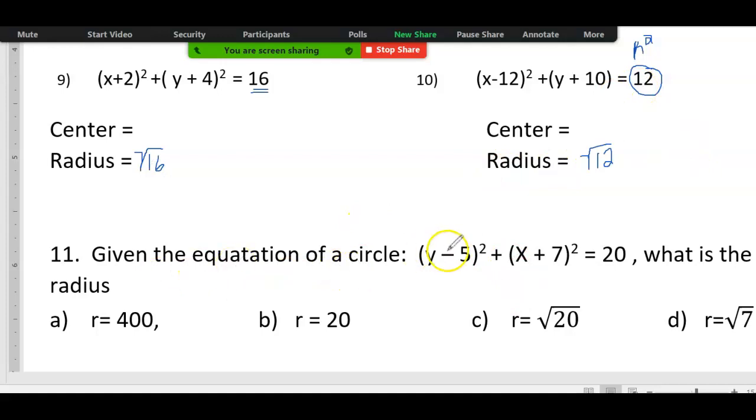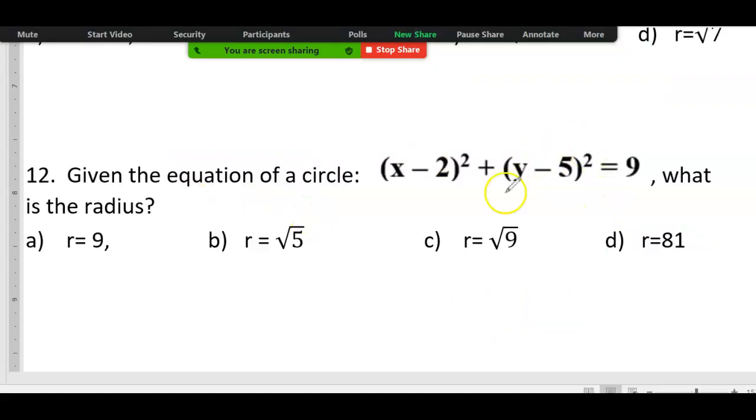So here I have, given the equation of a circle, what is the radius? So I know this number was radius squared, right? So you can also set up an equation, and we've done these before, equals 20. So how do you find what r is? R squared equals 20. Remember, you square root both sides. So my radius is the square root of 20. The square root of 20. So it would be C.